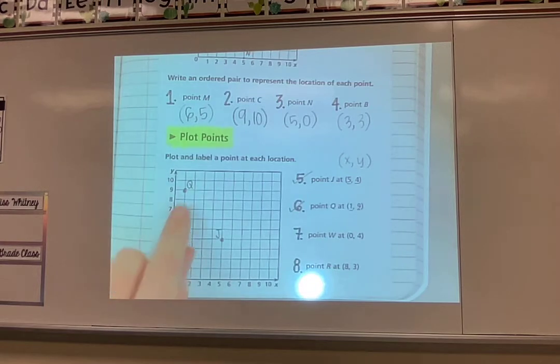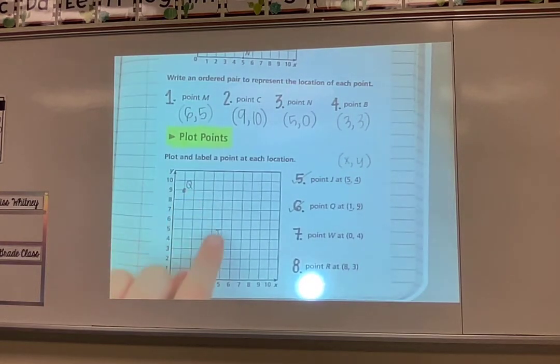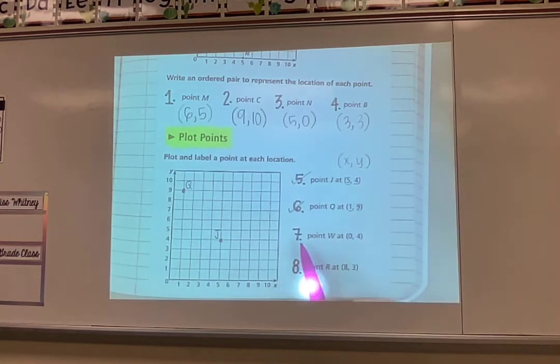It does not matter where your uppercase letter is at. It just has to be close to the point. So you'll notice on J, I put it over here, but on Q, I put it over here. It doesn't matter as long as it's close to the point so that I can tell it goes with that one. All right, number 7, point W at 0, 4.